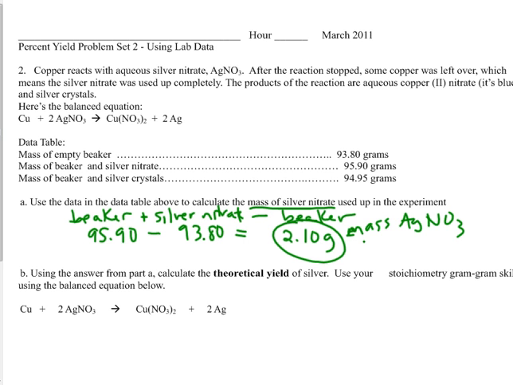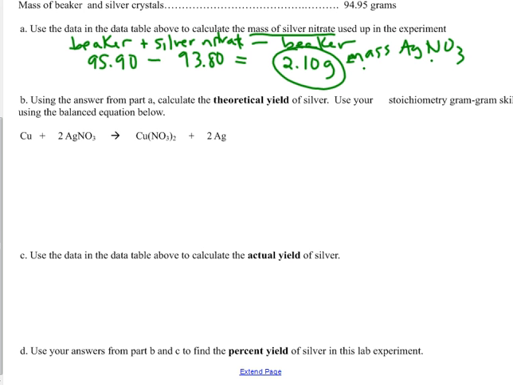Remember our percent yield, we're trying to find percent yield of silver, the silver metal. Okay, not silver nitrate. All right, part B, set up your stoichiometry problem. You know that you are starting with 2.10 grams of silver nitrate, and you are trying to find the theoretical yield of silver, and so that's what's accomplished by this stoichiometry problem. So pause the video now, try the problem on your own, and come back to check your work.